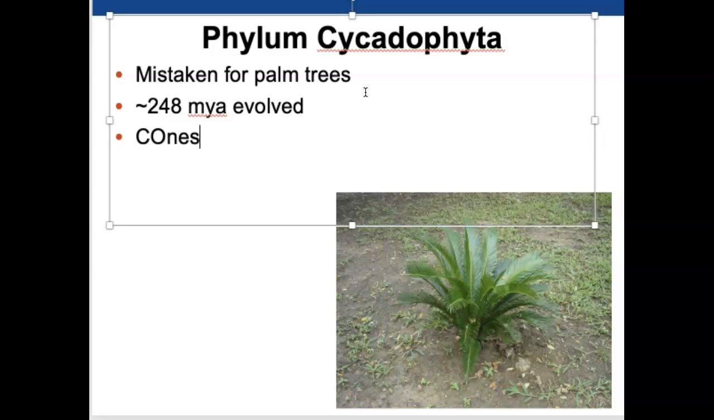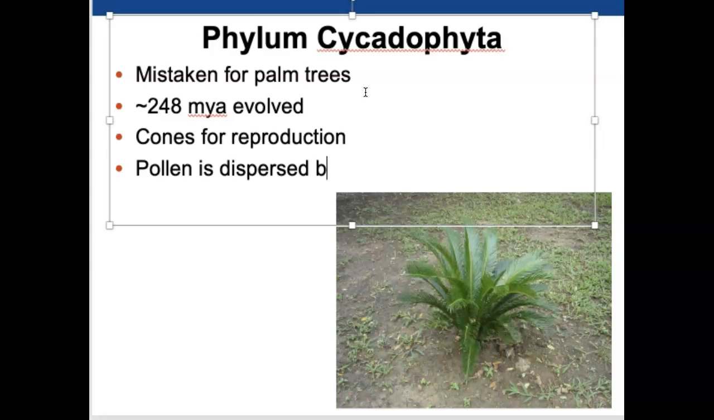They use cones for reproduction. And the pollen is going to be dispersed by wind. So wind carried pollen just like with the pines. But here's a big difference between cycads and conifers. Cycads are what we call dioecious. Now, conifers are monoecious. Cycads are going to be dioecious.